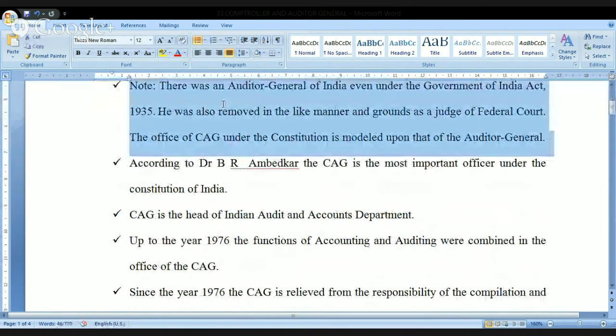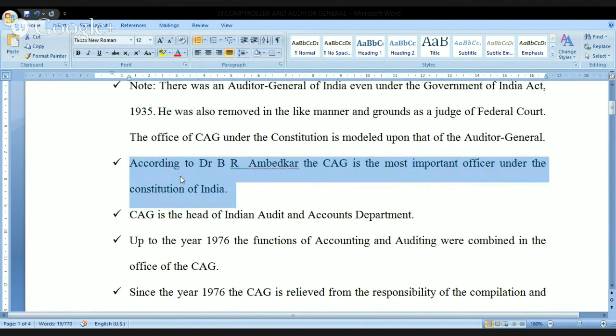There was an Auditor General of India even under the Government of India Act of 1935. He was also removed in like manner and on grounds as a judge of the federal court. The office of the CAG under the Constitution is modeled upon the Auditor General, meaning there was an office called Auditor General during the British time under the Government of India Act of 1935. Similarly, whatever CAG we have, this office is modeled on the basis of the Office of Auditor General.